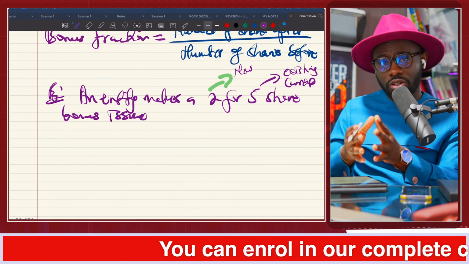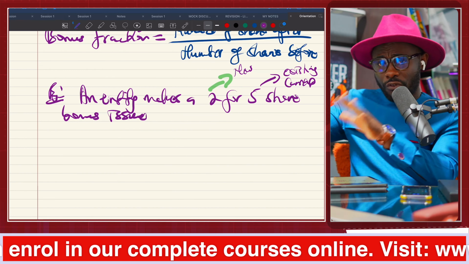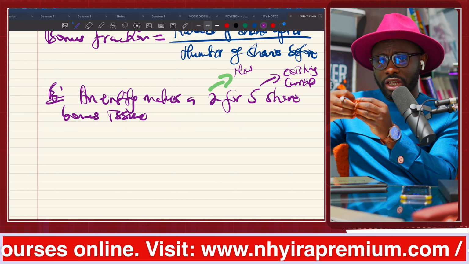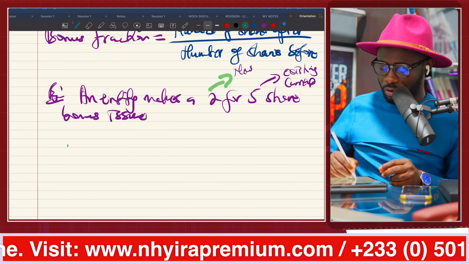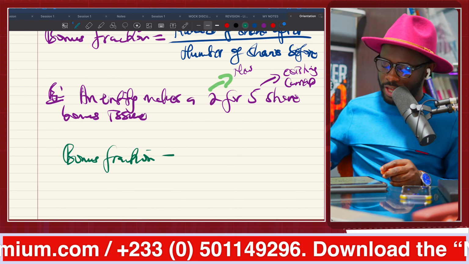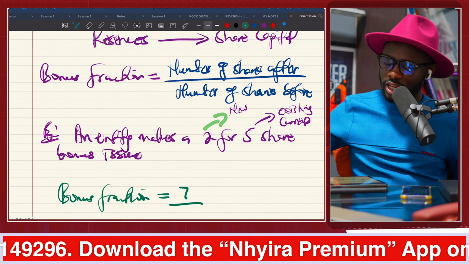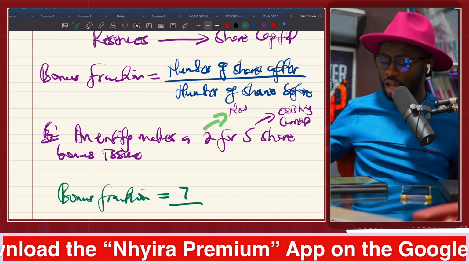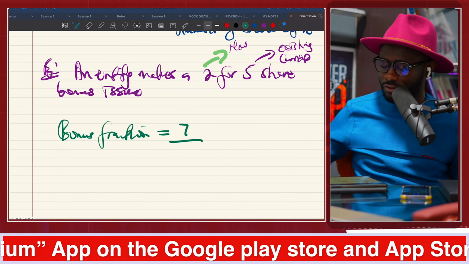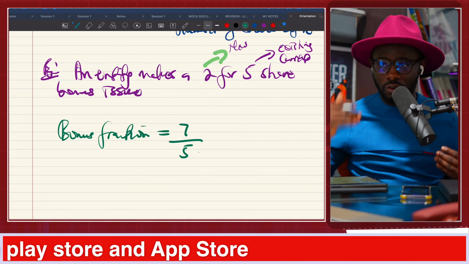So if they did a bonus issue of 2 for 5, that means after the issue, each shareholder will be having how many shares? 7. So our bonus fraction is going to be 7 divided by the number of shares before the issue. How many shares were they having before we did the issue? Existing, which is 5. So our bonus fraction becomes 7 over 5.